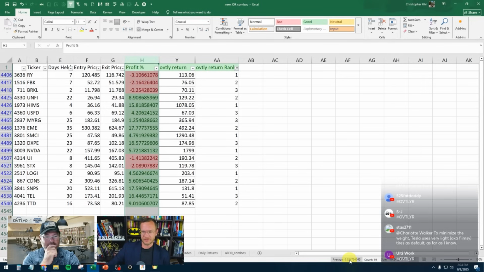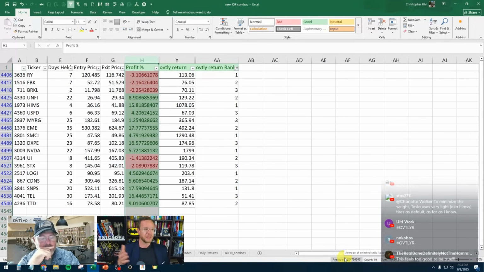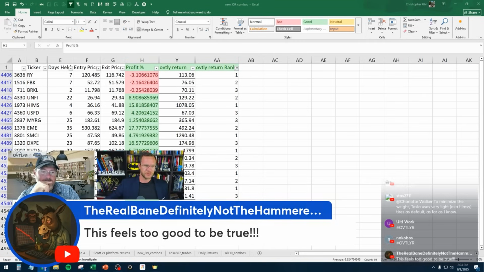This is bonkers. Like I was telling Joe earlier, this feels too good to be true. 6.62% expectancy for every win and every loss and every trade in this example in plan A. Yeah, that's exactly where my head is at too. It just feels too good to be true.